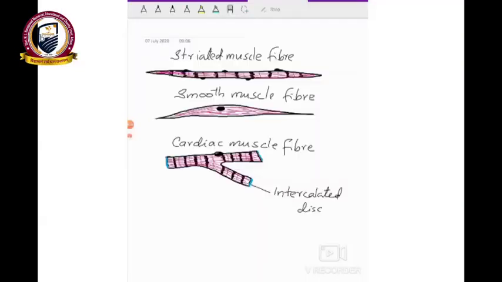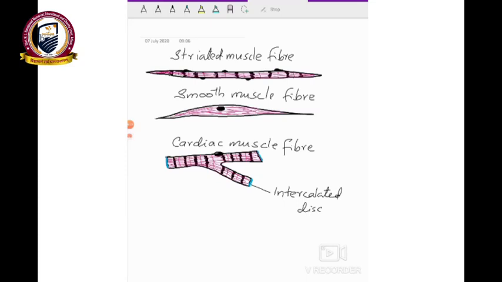There are three types of muscles as we know: skeletal muscles or striated muscles, smooth muscles or visceral muscles, and cardiac muscles or the muscles of the heart. Their unit structures, that is their muscle fibers, have different shape and structure.